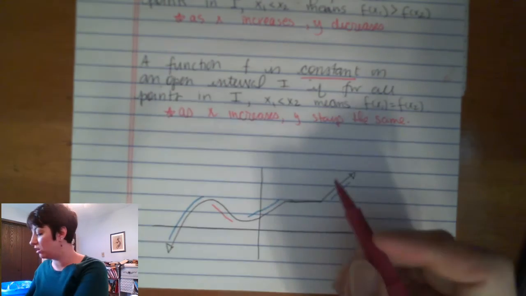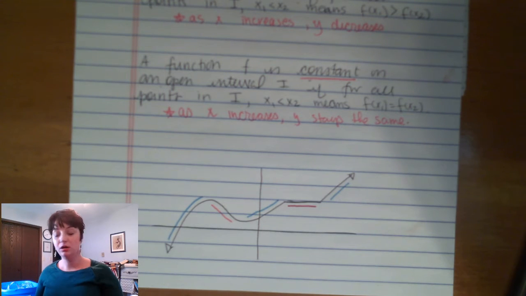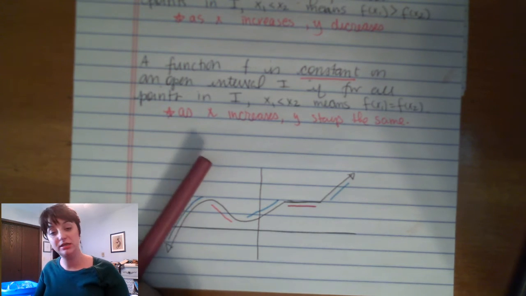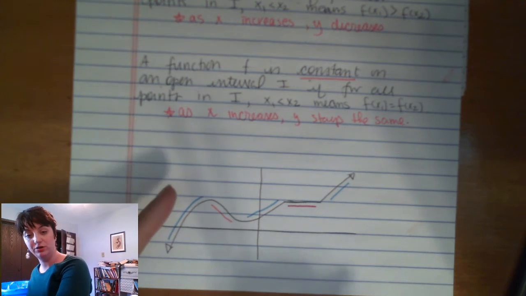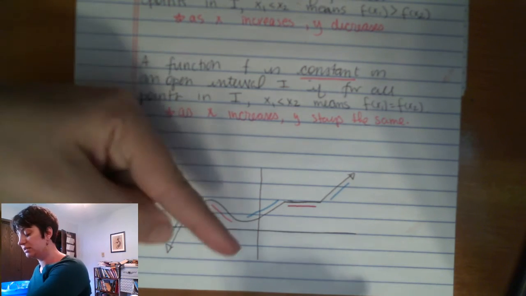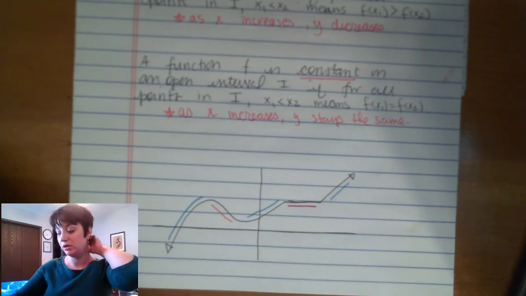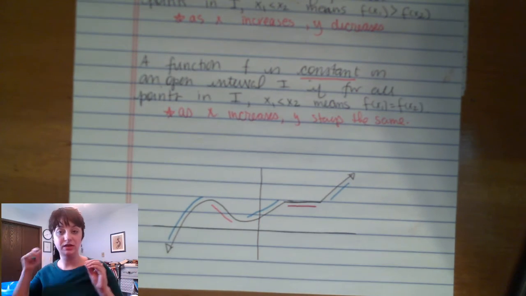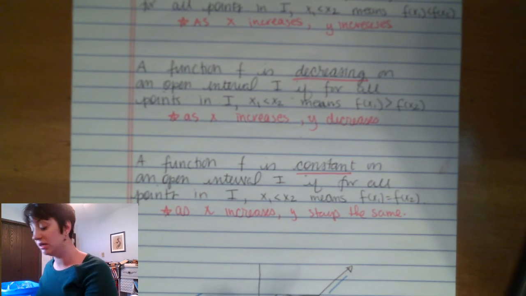So what do the blue lines have in common? What the blue lines have in common is they all have a positive slope. So if you can imagine holding your arm or your hand or your finger up against the side of the function, if you have a positive slope, then you're increasing. If you have a negative slope, then you're decreasing. And if you have a slope of 0, you're constant.